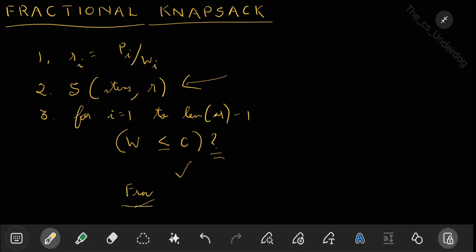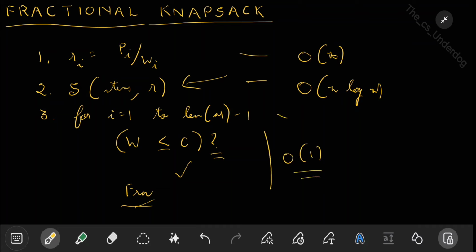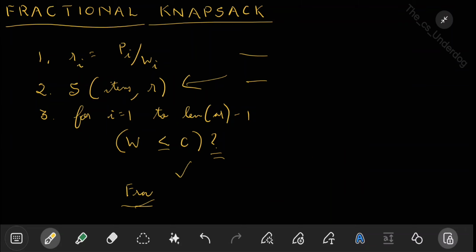So while doing this, the first step, that is finding the profit by weight ratio, even if you are finding it for each element separately, it will take only order of n time. And the second step is sorting. Sorting will take order of n log n time. And after that, you're going through each element one by one, doing some order of one operation here. So this should also take only order of n time, which means the maximum term is n log n, and the time complexity of this fractional knapsack algorithm is order of n log n. Okay, this is for the fractional knapsack algorithm.